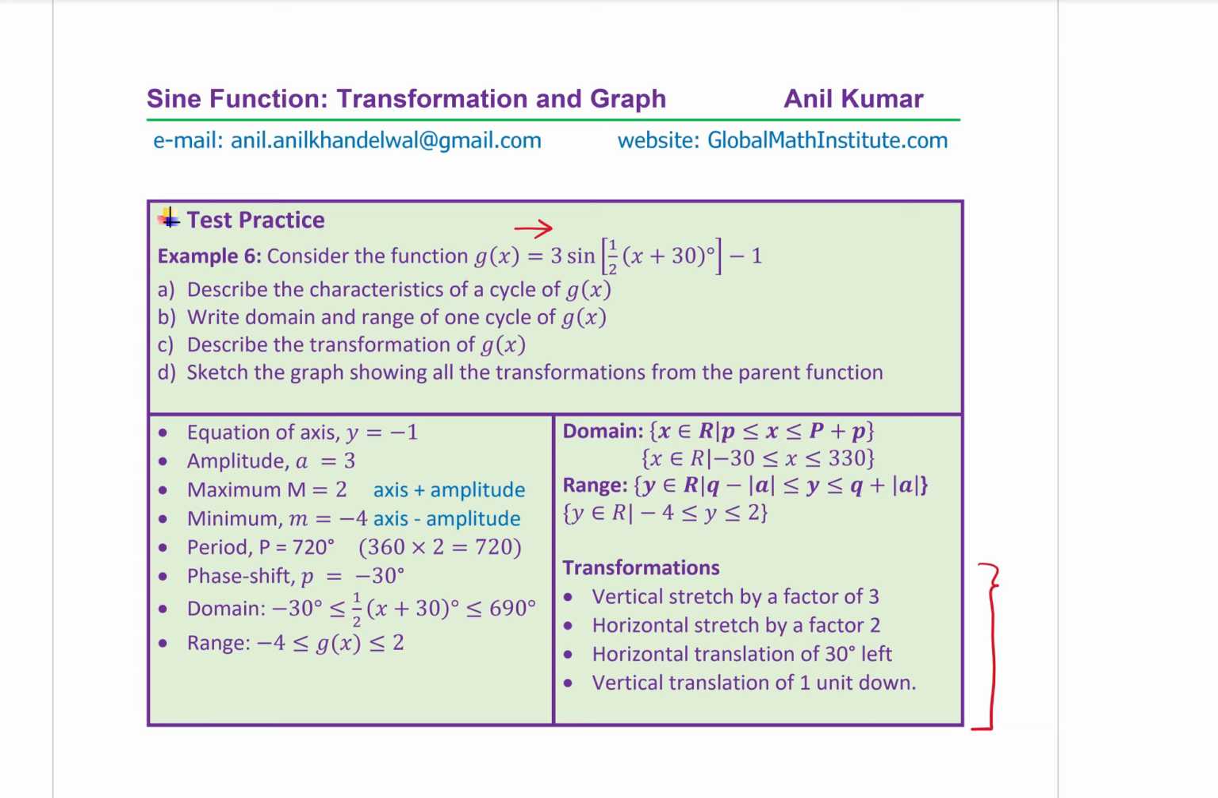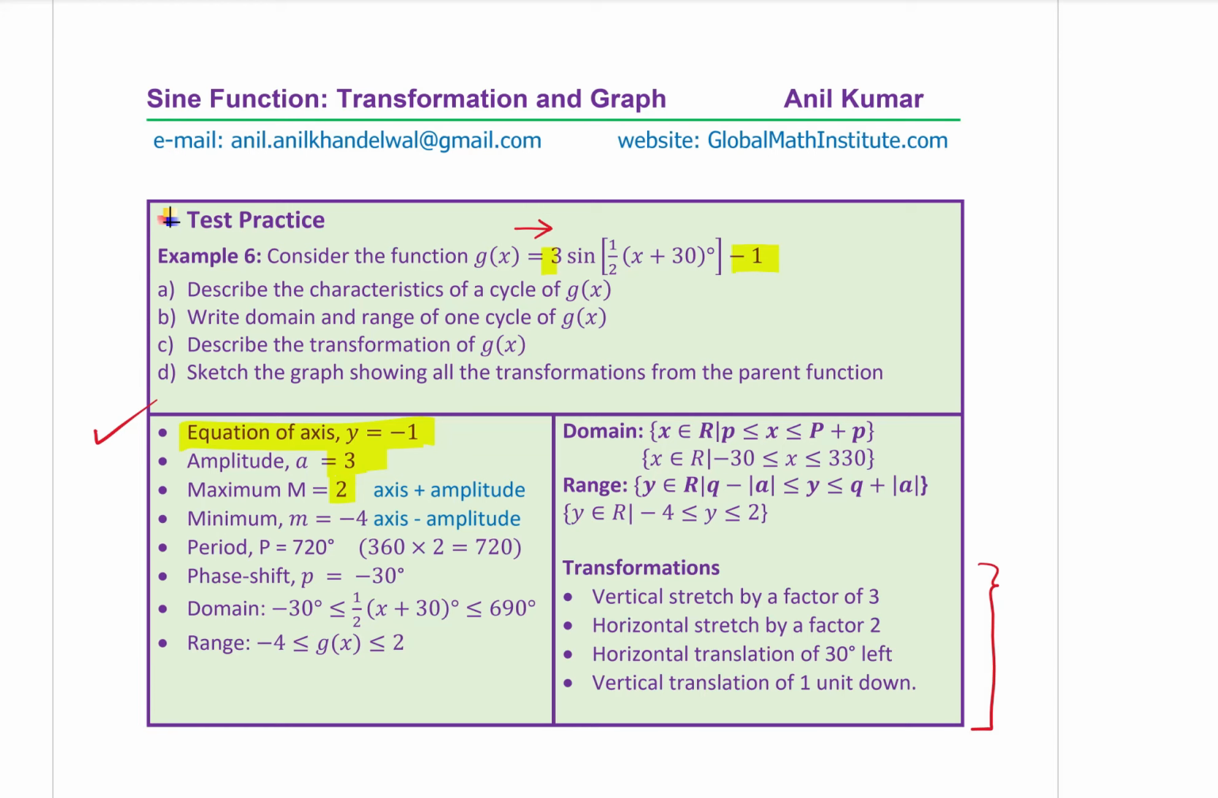Now let's get back to the characteristics, which was part A for us. Now, from this equation, let's correlate. This minus 1 actually is the axis, and then 3 is the amplitude. To get the maximum, what do we do? To get the maximum, we add these two things and we get the maximum, right?